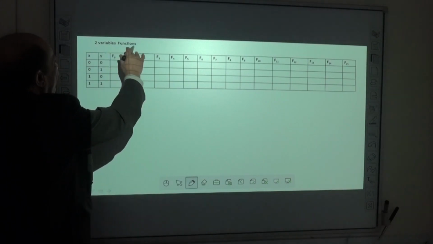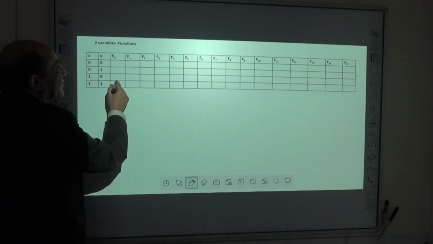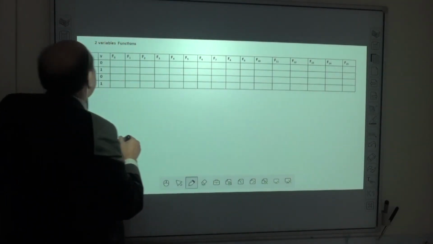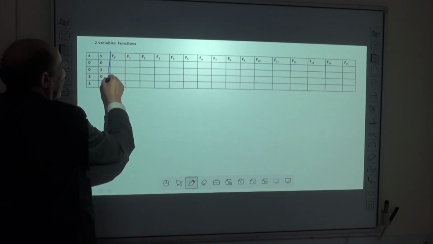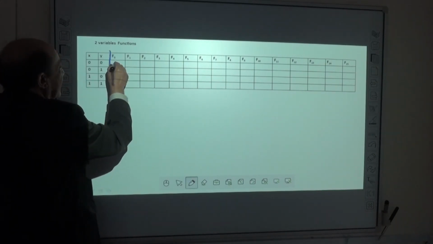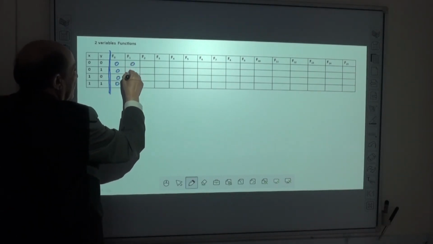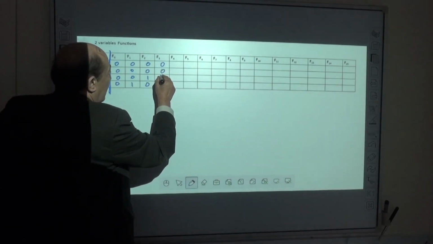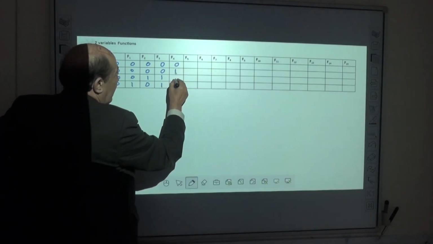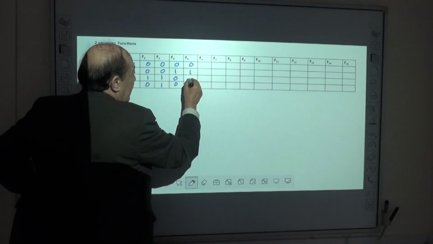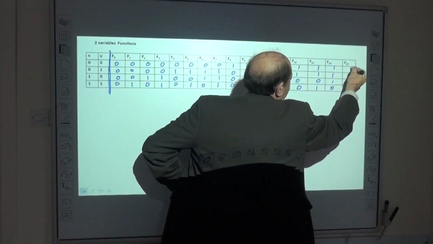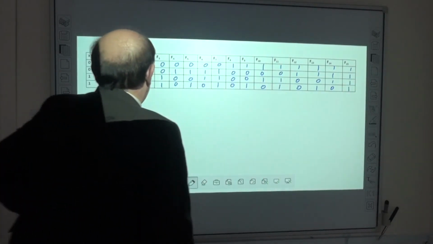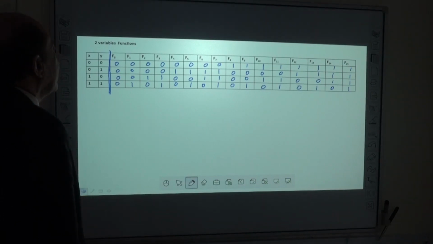The functions for 2 variables are 16 functions. We name them from F0 to F15, and here are the states of the variables: 0 0, 0 1, 1 0, 1 1. These are the 16 functions that we can generate using 2 variables.